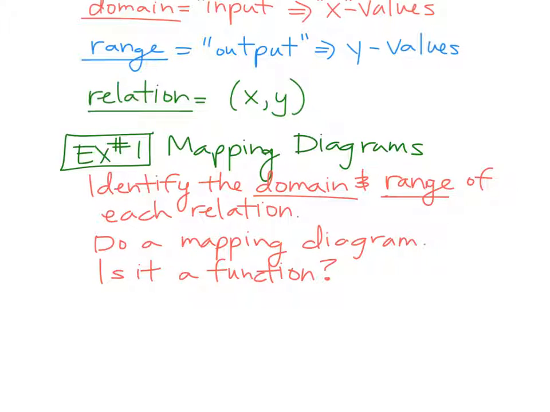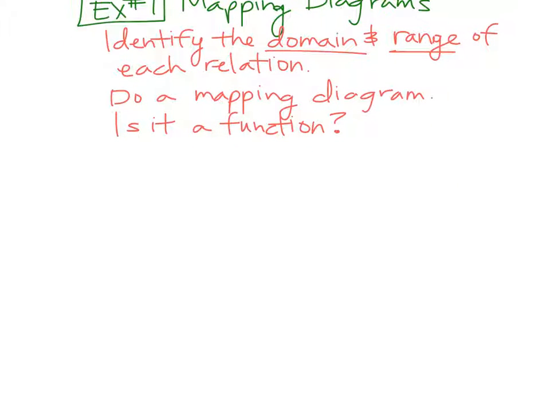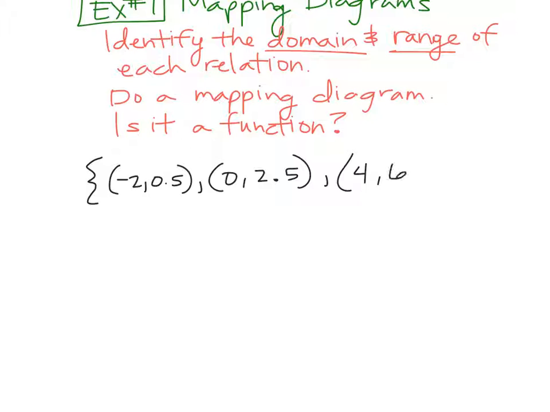So you're going to start with this setup. You will have these brackets, and then within the brackets, they're going to give you points. So (-2, 0.5) is one of your points. Okay, another one is (0, 2.5). Another one is (4, 6.5). And the last one is (5, 2.5). Okay, and then they put brackets around it again.